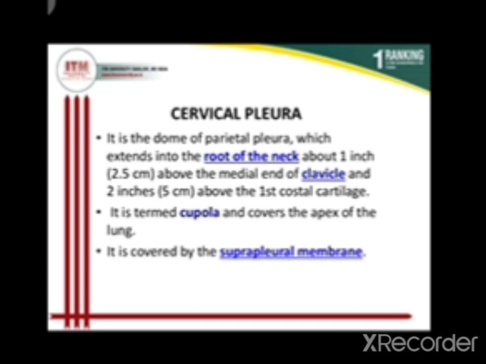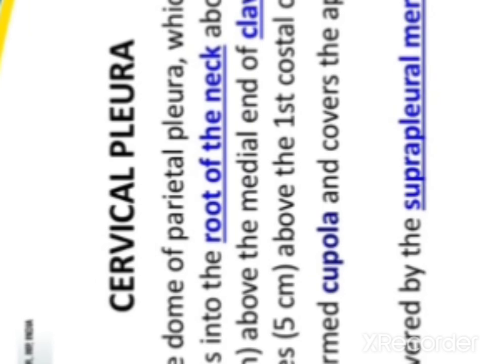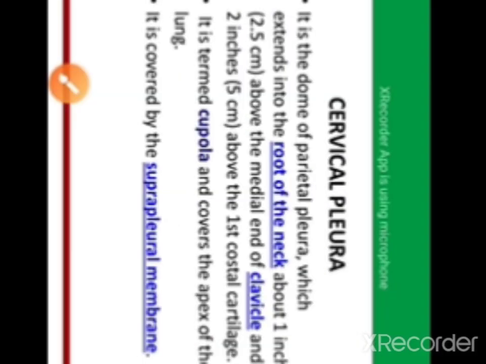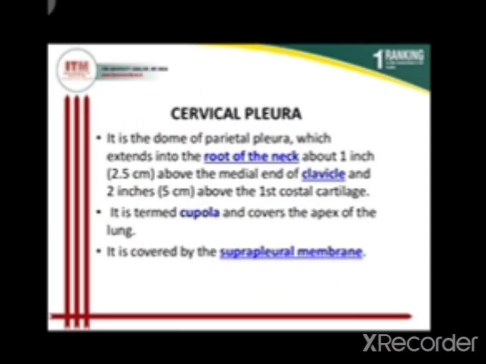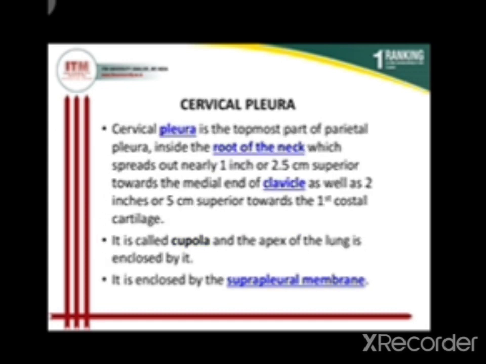Fine. So it is also called the cupola, and covers the apex of the lung. Fine. So it is covered by the suprapleural membrane. Fine. Now, the cervical pleura. So, the cervical pleura is the topmost part of the parietal pleura inside the root of the neck.